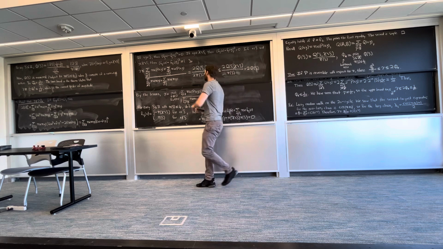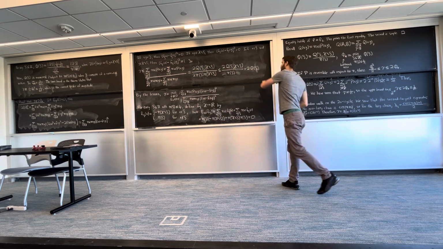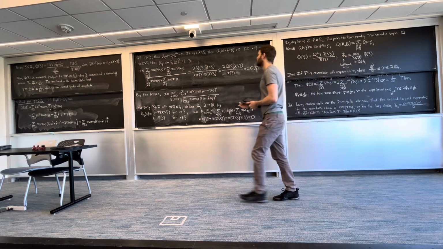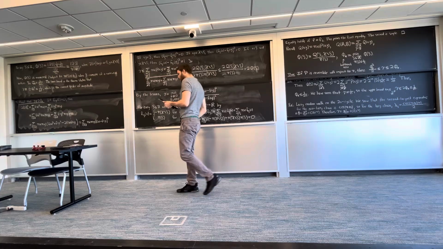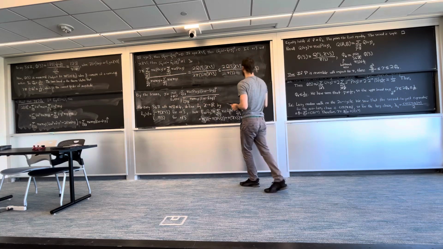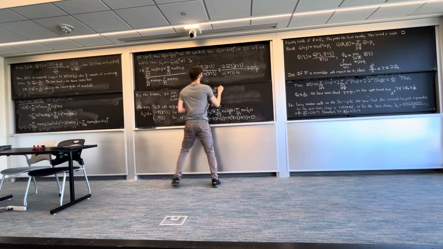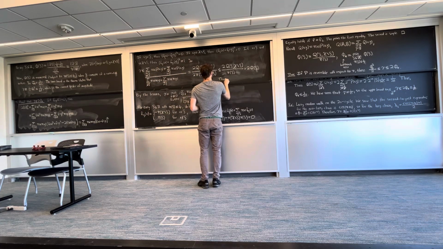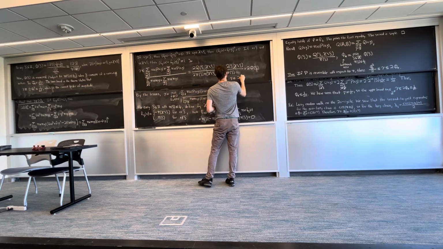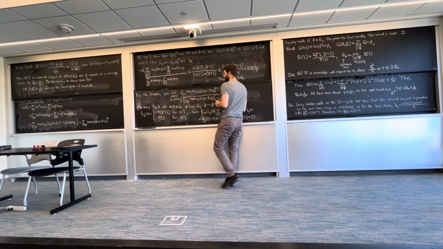And now this is just 2 phi of s. So gamma is less than or equal to 2 phi of s, and that's true for every s with stationary probability at most a half. So thus gamma is less than or equal to 2 phi star. Okay.